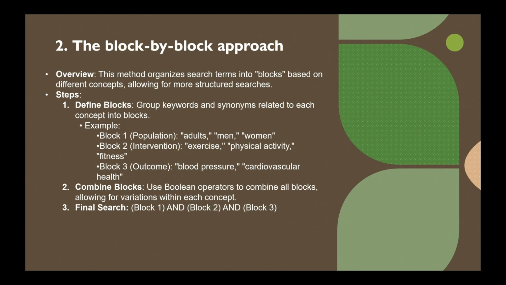The second way is the block by block approach, where you group related terms together in a single line. For example, in block 1, you are adding men and women. In block 2, you are adding exercise and physical activity. And in block 3, you are adding blood pressure and cardiovascular health.